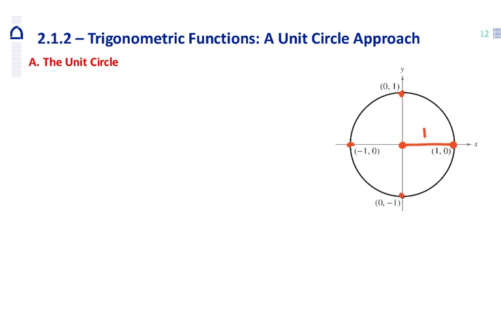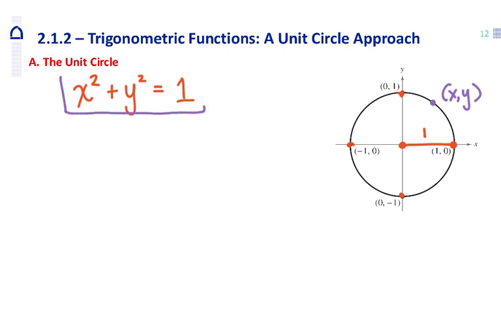You should remember from previous courses the equation for a circle is x squared plus y squared equal to the radius squared. Well, in this case, the radius is just 1. So the equation of a unit circle is x squared plus y squared equals 1. What does that mean? It means any point, x comma y, if you plugged it in to this equation, it should hold, it should work.